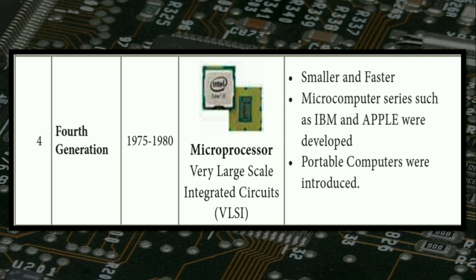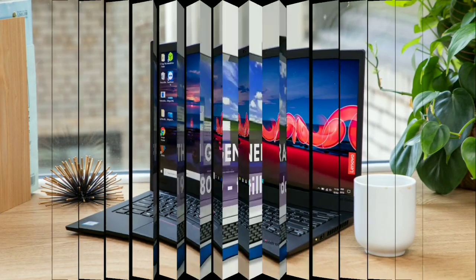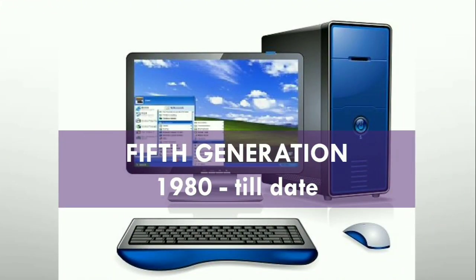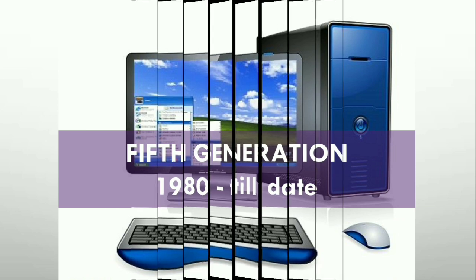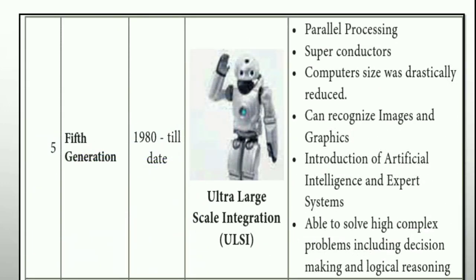So let's see the fourth generation computer. Yes, it is a laptop. Now moving on to the next generation, the fifth generation. It is from 1980 until today, and here very large scale integration was replaced by ultra large scale integration. So this processor was reduced in size and it is comparatively more efficient. This ultra large scale integration made the system size even smaller.